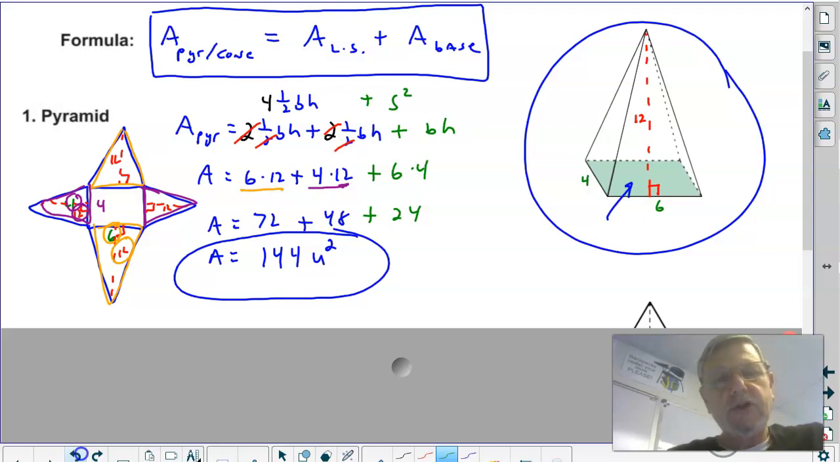When you get to geometry in your 9th or 10th grade years, you'll deal with even a polygonal base. So you can have a pyramid with a pentagon as a base, or a hexagon, or a heptagon, or an octagon, etc., etc. And that's a little bit more complex, but it's the same concept. It's the area of the lateral surface plus the area of the base. All right, so that's a pyramid.